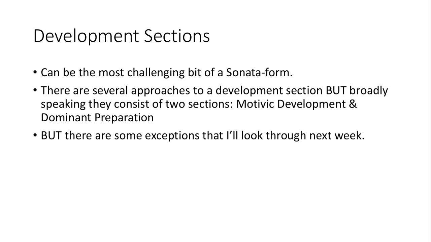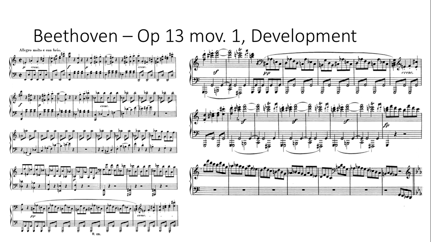Today we're going to look at a couple of examples. We're going to look at the development section from the Pathetique, and the development section from Beethoven's First Piano Sonata, Opus 2 No. 1, because they illustrate this principle quite nicely. But there are a couple of exceptions. There are some development sections that don't necessarily follow this format, and I'll take a look through those next week. So, without further ado, here's the development section of the Pathetique Sonata.